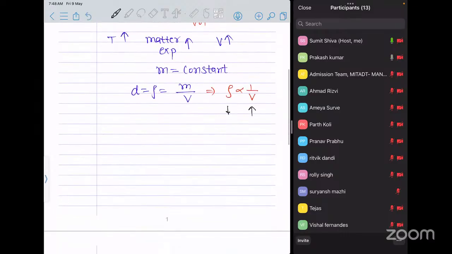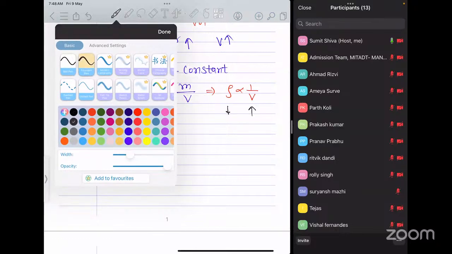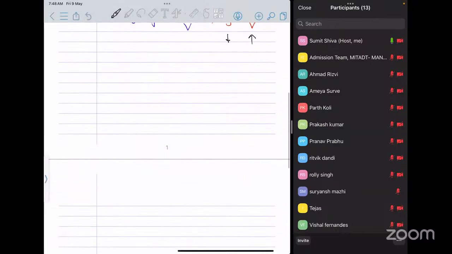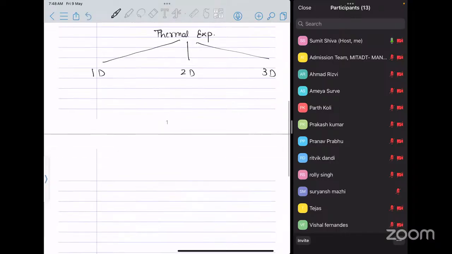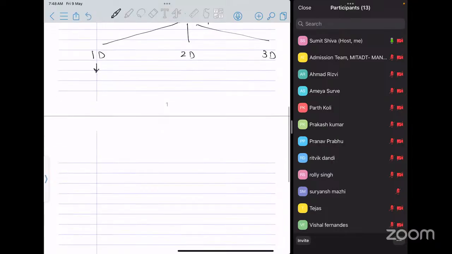Okay. Let's say we have three different cases in it, which will be in 1D, in 2D, in 3D. In 1D, it is known as linear expansion. In 2D, we call it superficial expansion, or you can also write it as areal expansion. In 3D, we call it volumetric expansion.